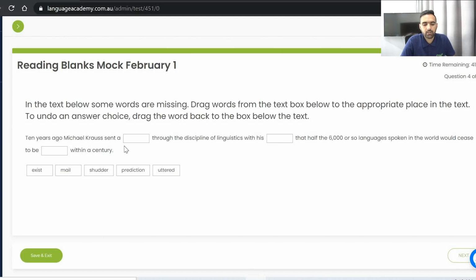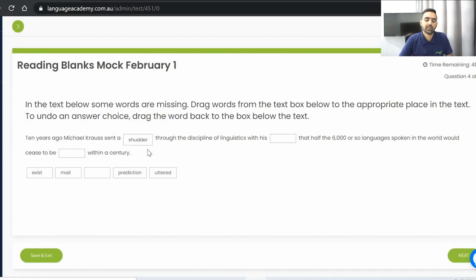10 years ago, Michael sent a mail can be the right answer. A lot of you will think that, but let's have a look at the later part of the sentence. Through the discipline of linguistics, you'll never send a mail through the disciplines, through the subjects. Sent a shudder will be the right option. This is based on context and knowledge. Sent a shudder means conveying a very negative message which can cause instant hurry or a state of panic, right? This is a negative context because he is sending a message that the languages which are spoken will stop being spoken within the next century. Sent a shudder means sent a warning, a negative news.